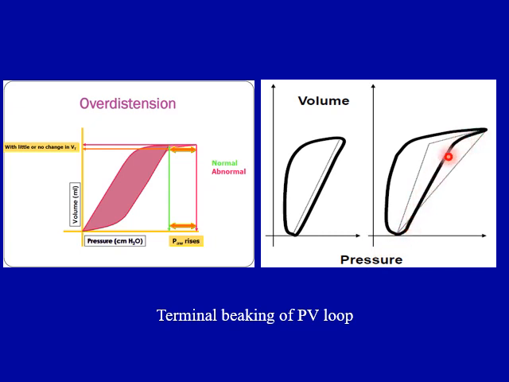So here what is happening is terminal beaking is occurring. For a given rise in pressure, the tidal volume change is very less. So this is called terminal beaking. This is followed by an expiration. So this indicates above this pressure, it is of no use to the patient, and it is more harmful to the patient. So we have to keep this pressure control below this point.